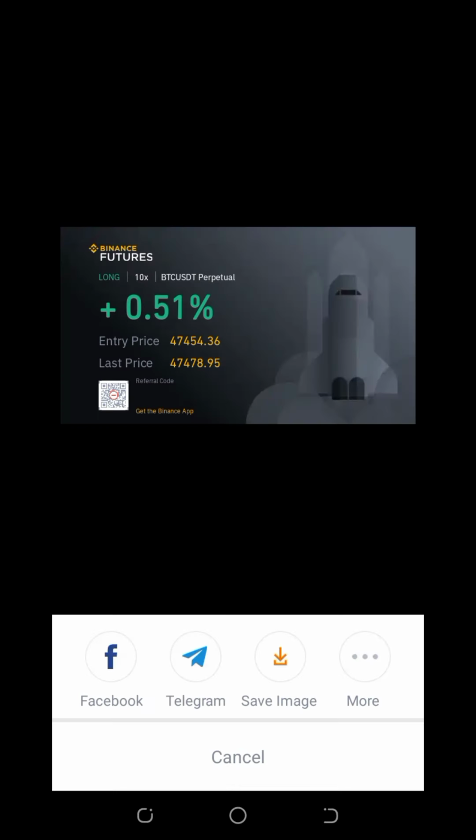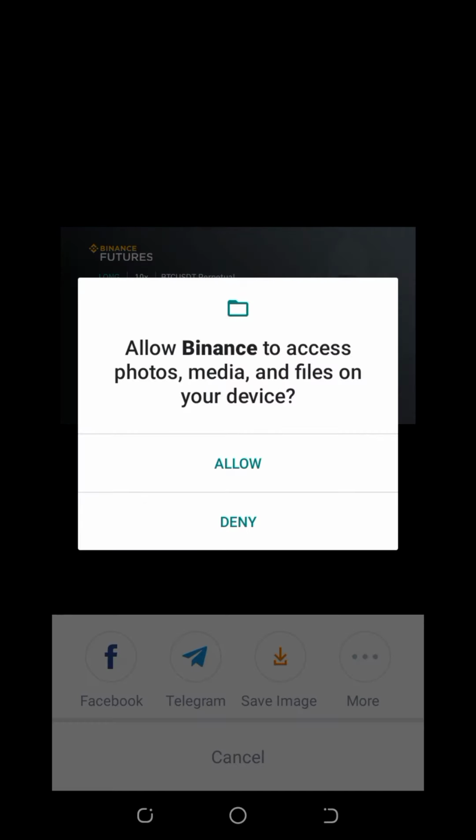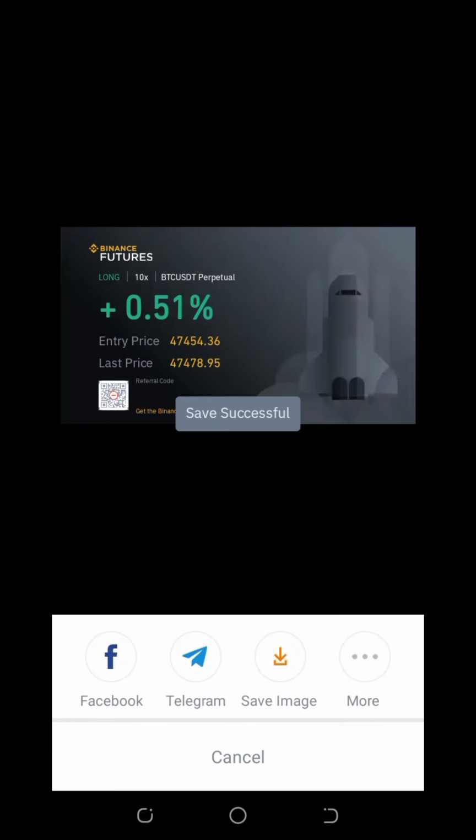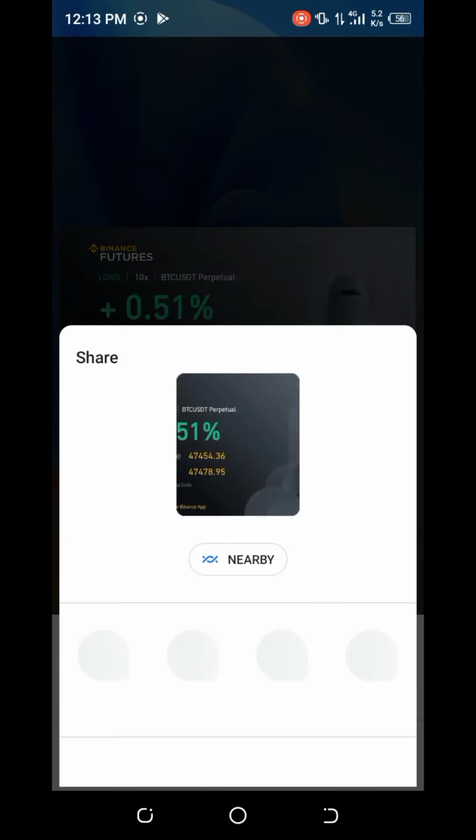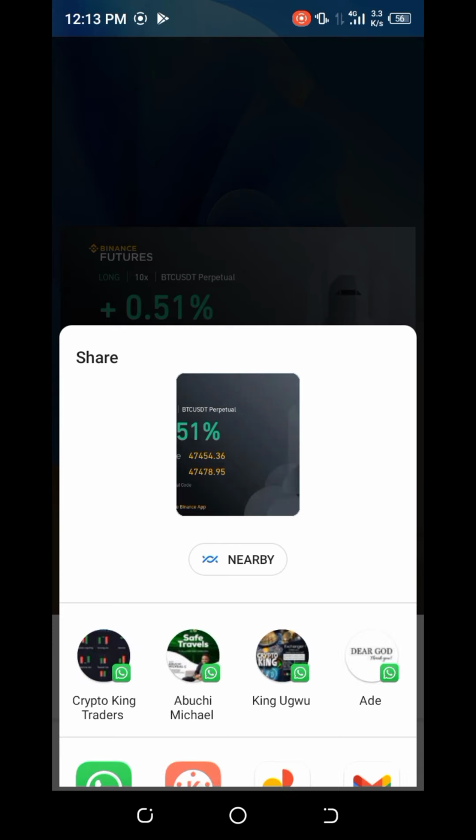When you click on it, look at this. Then you can download it to your phone. Look at save image. You click on allow. Then you can download it from here and then share it in other places. You can share on Facebook. You can share on Telegram. You can share on other platforms. When you click on this more here, then you can be able to share it on other platforms.